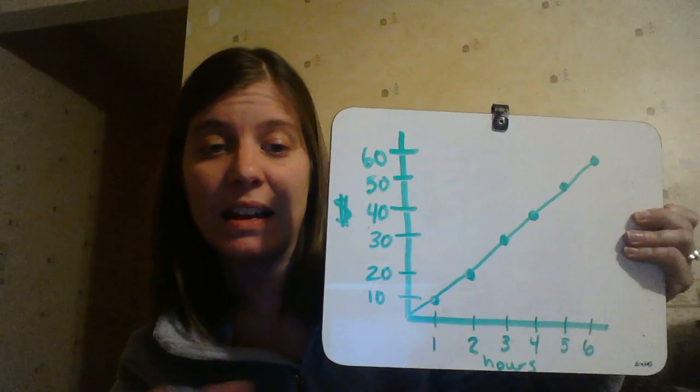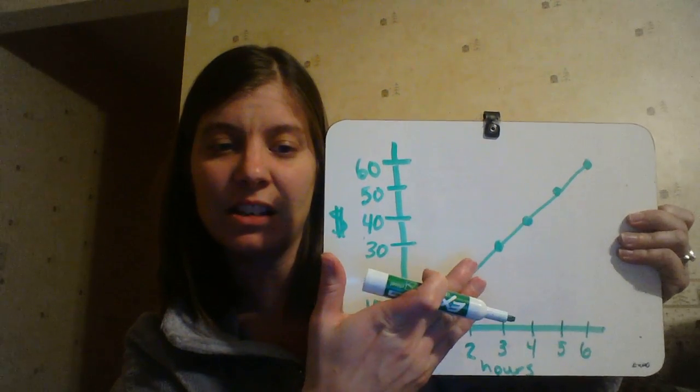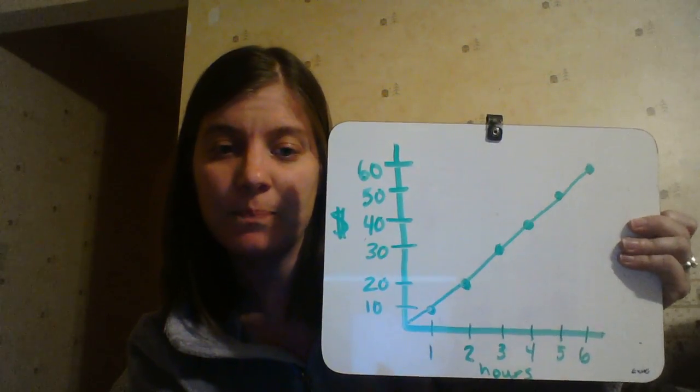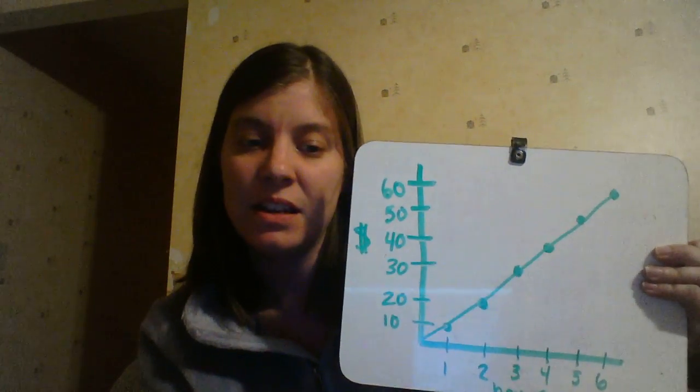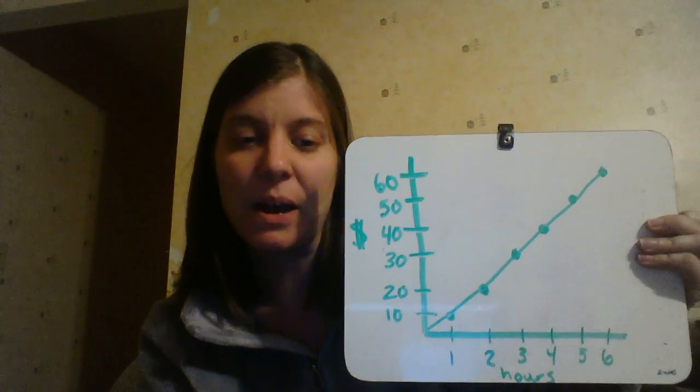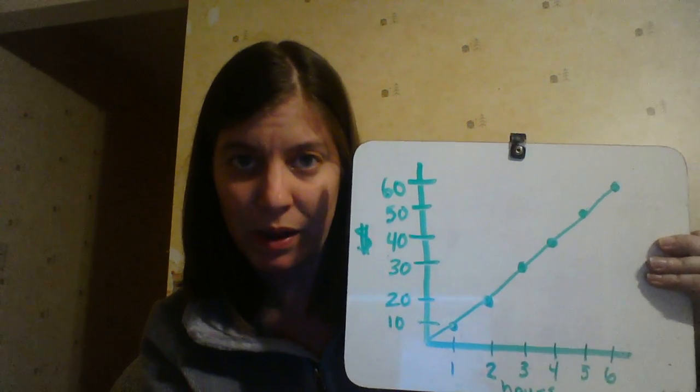You can always divide. If I didn't have these dots here and my first one was at 30 and 3, we would do 3 hours and $30. $30 divided by 3 is $10 an hour. But mine makes it pretty obvious that that's what we're going up by.